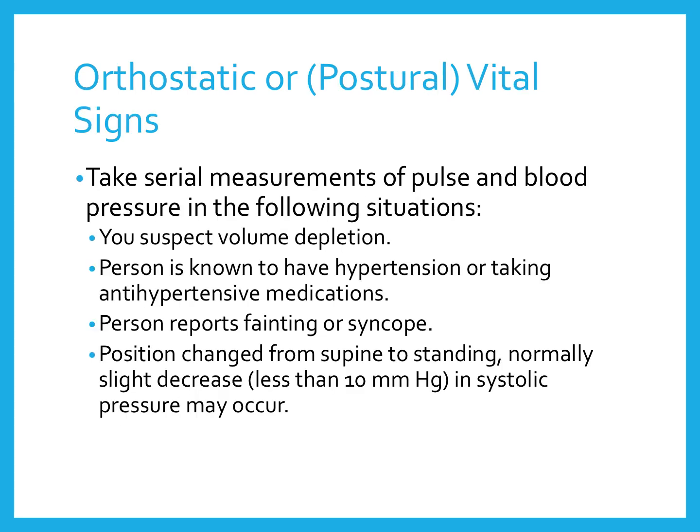Another set of vital signs is called the orthostatic vital signs. This is taking measurements of the pulse and blood pressure in certain situations like volume depletion, dehydration, or fluid volume depletion. The person is known to have hypertension or is taking some sort of antihypertensive medications, high blood pressure medicines. The patient reports fainting or syncope, or position is changed from supine to standing. Normally, a slight decrease in the systolic pressure may occur.